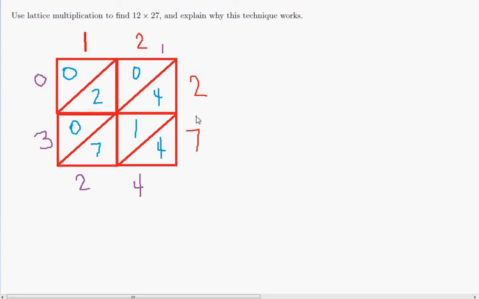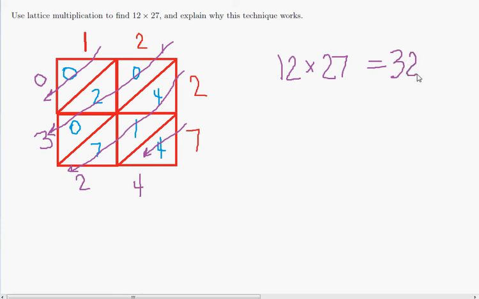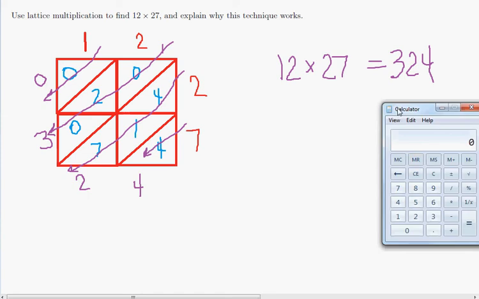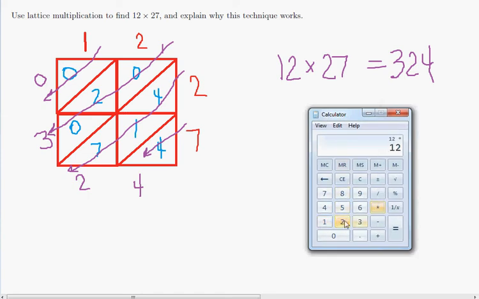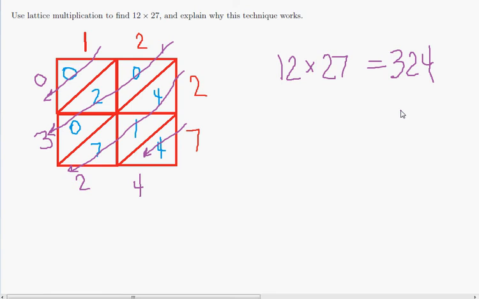So what I've done is add diagonally, going this way for 4, then going this way for the 12, then going this way for the 3, and then finally this way for the 0. So then I read the numbers that appear on the edge here, 0, 3, 2, 4, and so that's my answer, that 12 times 27 is equal to 324. And not surprisingly, that's what we get. If I take 12 times 27, that's equal to 324. So that's how lattice multiplication works, the mechanics of it.